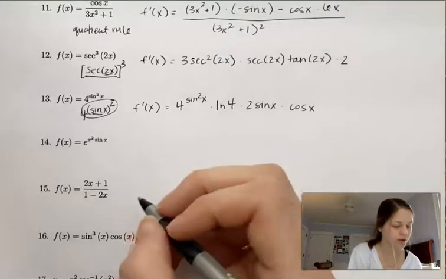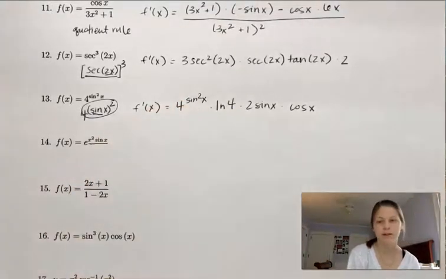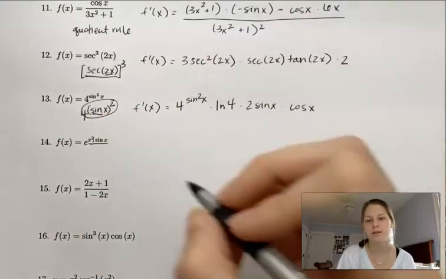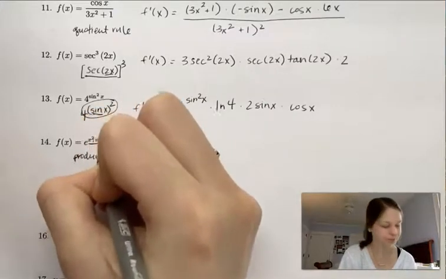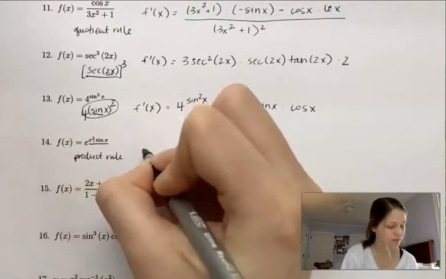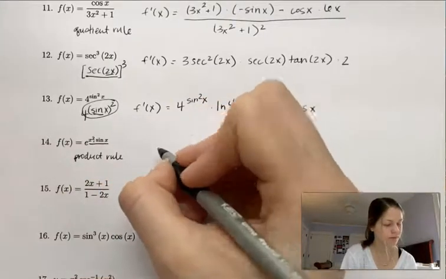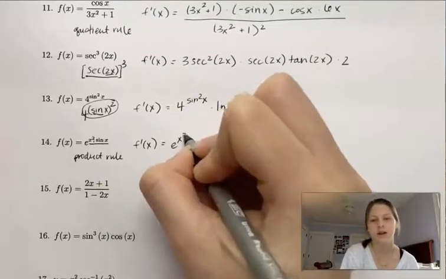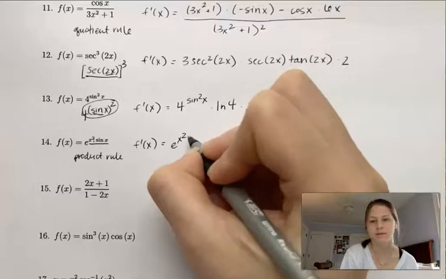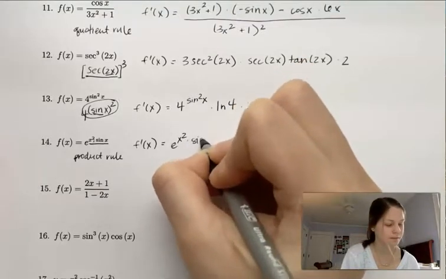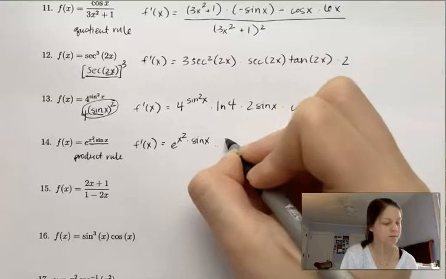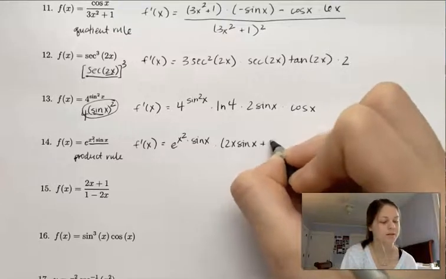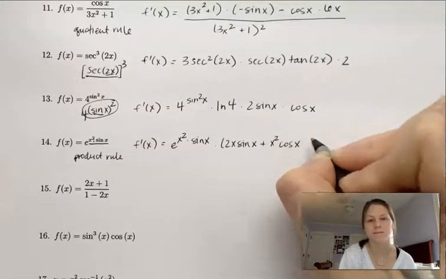Okay, so moving on to 14. This is a product rule question that also involves the chain rule, and we'll have to do product rule when we're doing the chain rule. And so here we'll get f prime of x equals e to x squared times sine x times 2x sine x plus x squared cosine x.